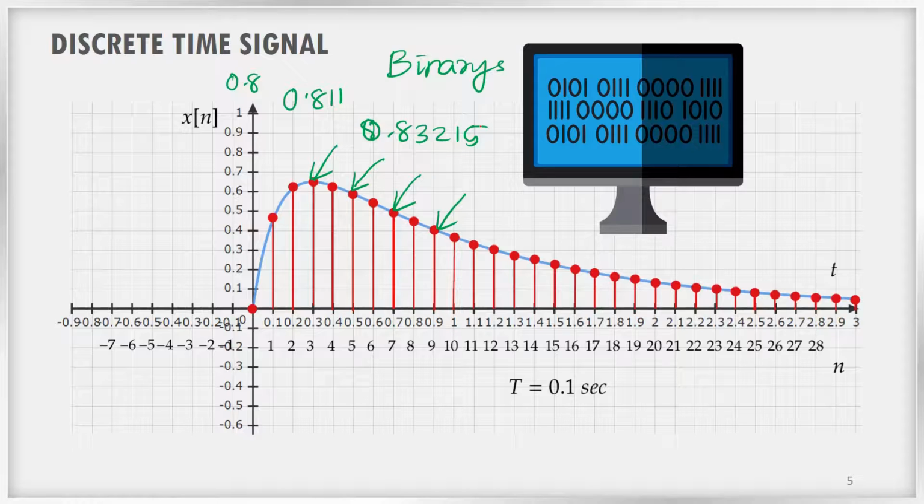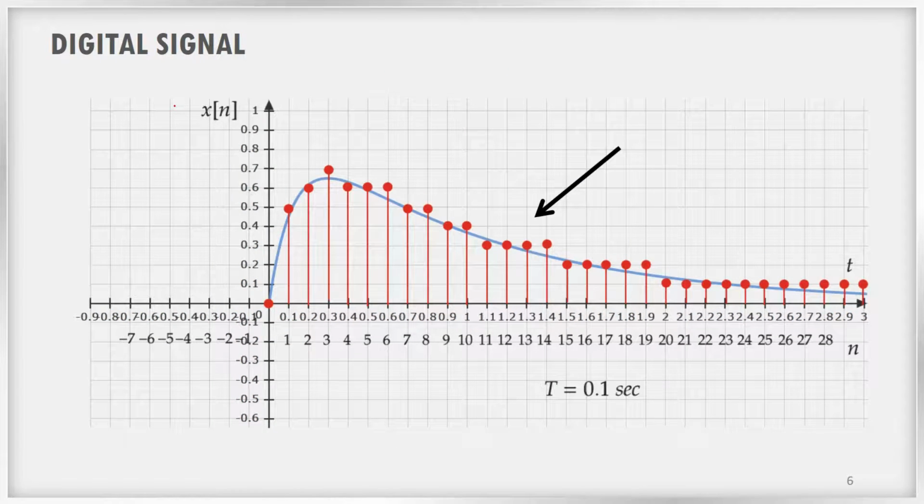So there should be a restriction in the amplitude axis also. In the y-axis also there should be a restriction, because we cannot allow all the values. We can allow only certain values so that we can save the storage space in the computer, so that we can represent the signal in the computer. That leads to the next signal, which is known as the digital signal.